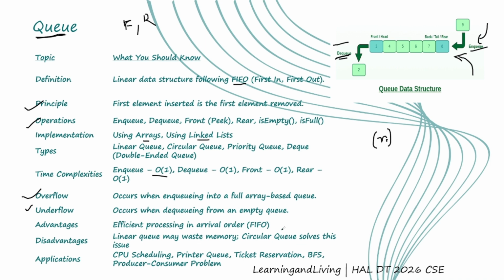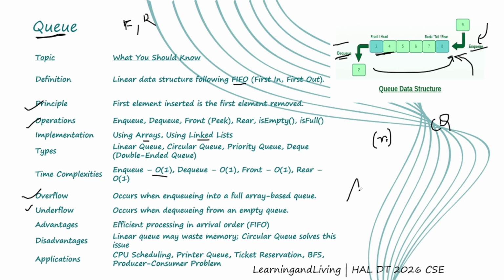The advantage is efficient processing in arrival order. One interesting thing is the space complexity. When 3 and 4 go out, these spaces become empty. So to make it efficient, a circular queue can be implemented. When 3 and 4 are popped out, that is dequeued, then these two spaces can be reused if we are using a circular queue. And applications such as sequence scheduling, printer queue, ticket reservation, BFS, and the producer-consumer problem are also important here.